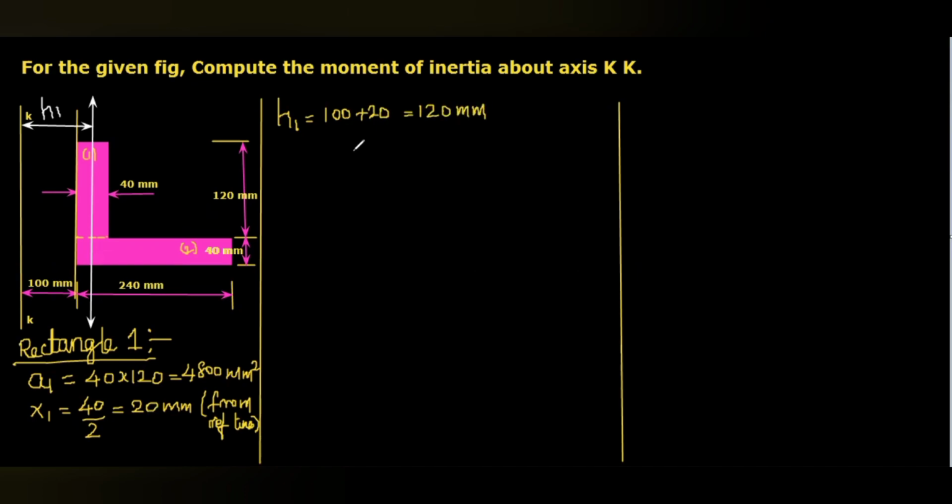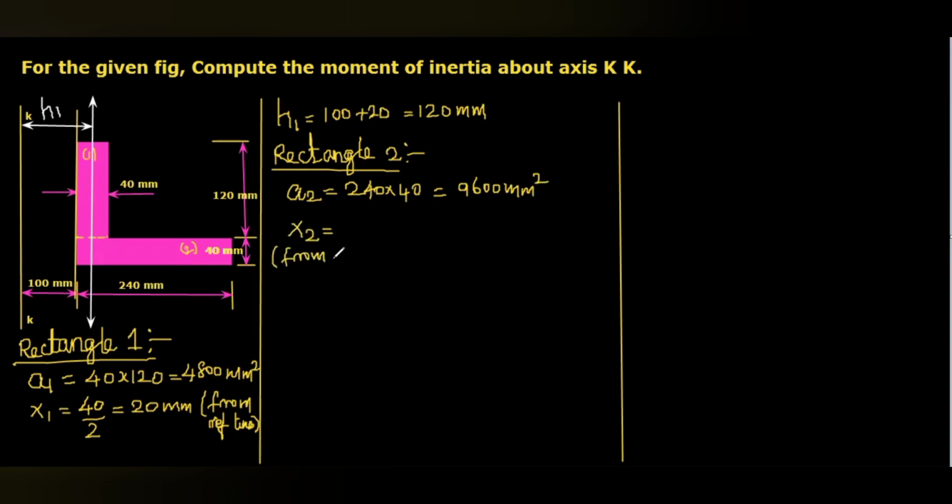Then we are going to do the same calculation for rectangle 2. For rectangle 2, first of all, area A2. This one, 240 width and 40 depth. So this will be 240 multiplied with 40. So we will get the value of A2, that is 9600 mm square.